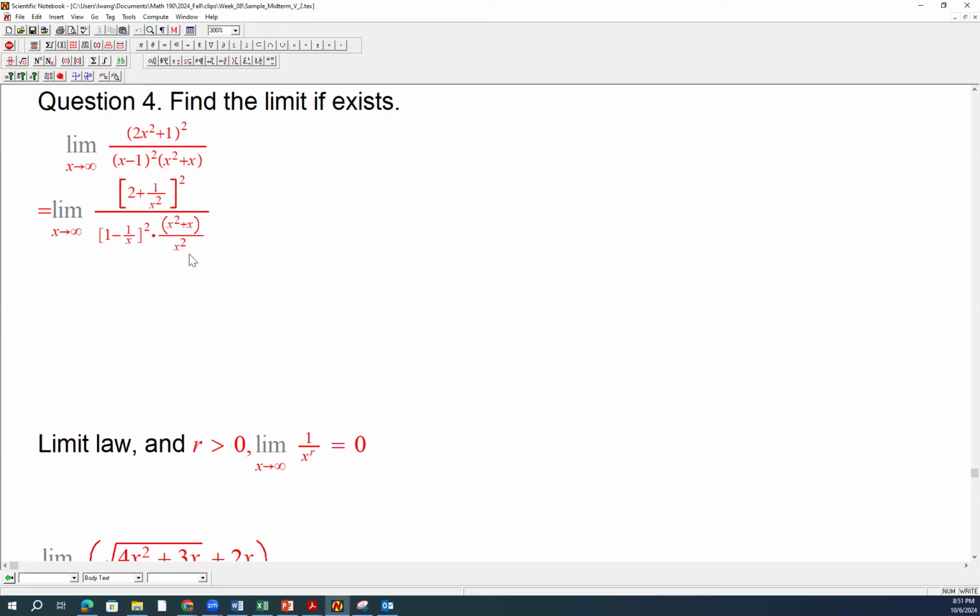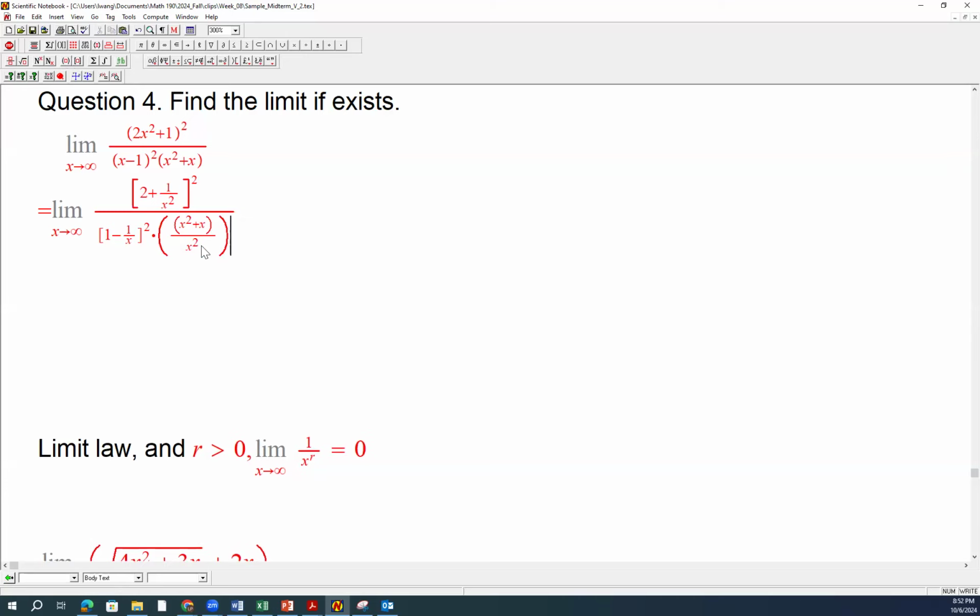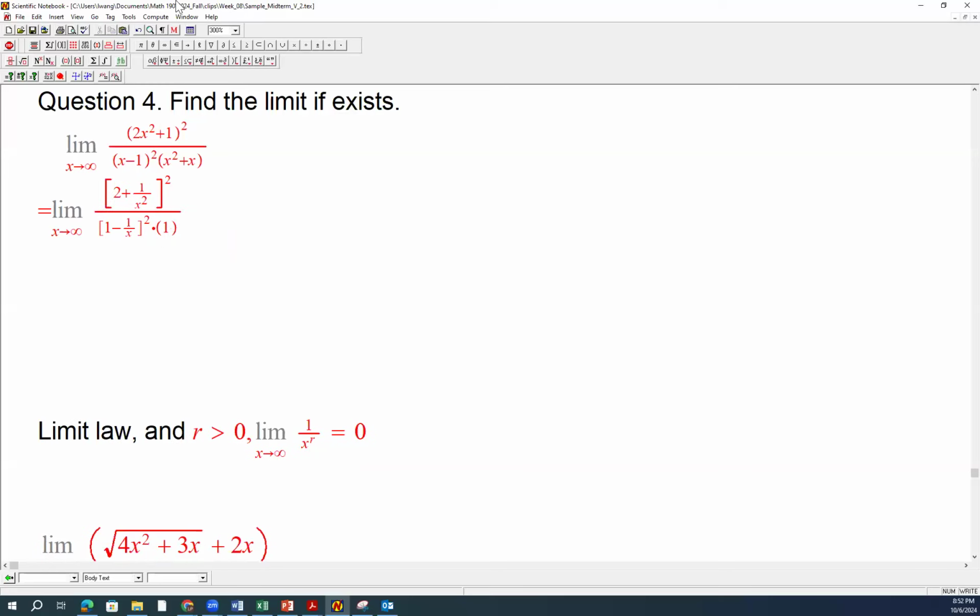So you see, we don't have to do anything like FOIL. We don't have to FOIL this. So x squared divided into x squared, we're going to get 1. And x divided by x squared is 1 over x. Now we have created a situation where we can apply limit law.